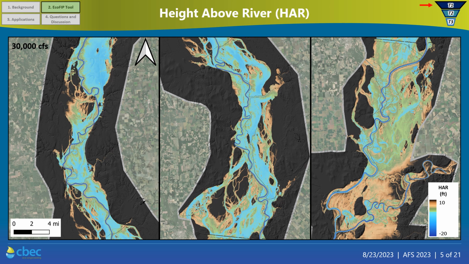These are areas that could be inundated at 30,000 CFS if you were to make connections like levee setbacks. Areas in green are 0 to 5 feet above the water surface elevation, and areas in brown and black are getting 5 to 10 or more feet above the water surface elevation. And if you look closely in this picture, you can actually see thin black lines following along the main channel, and these are actually the levees within the system showing up in the height above river map.